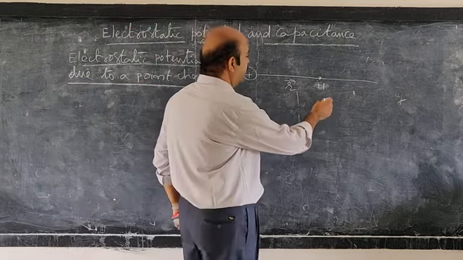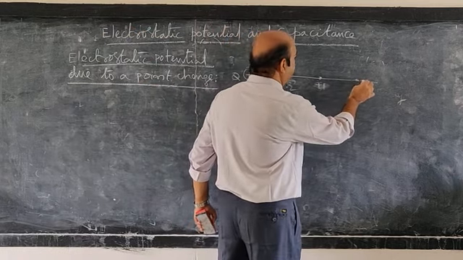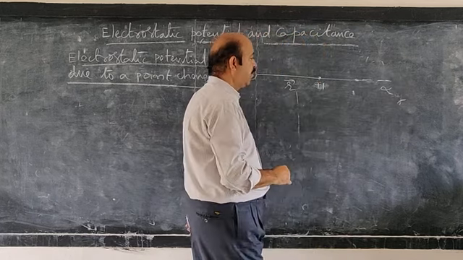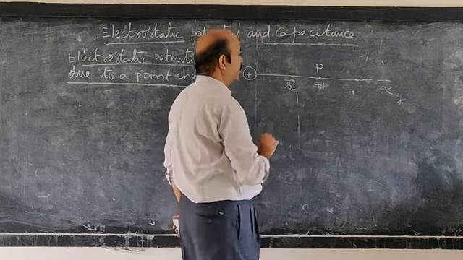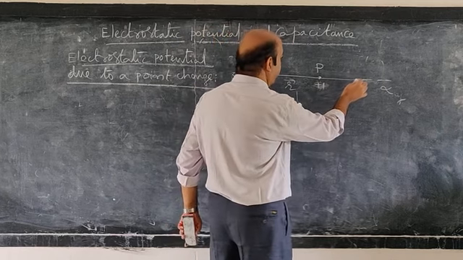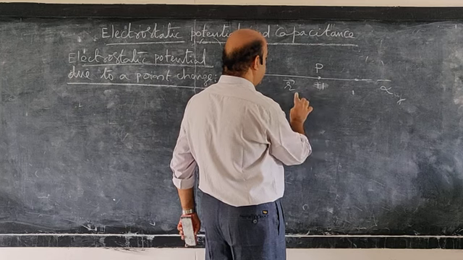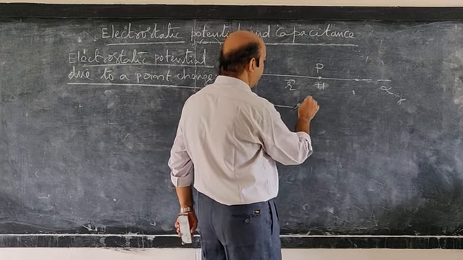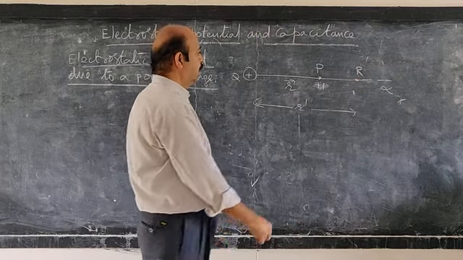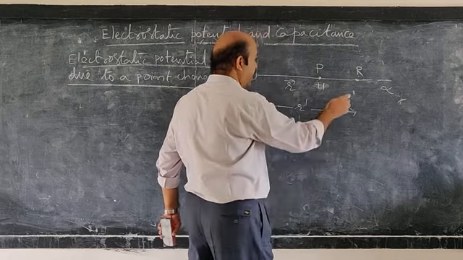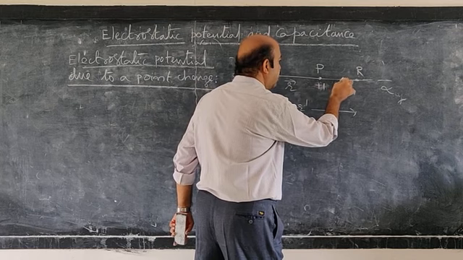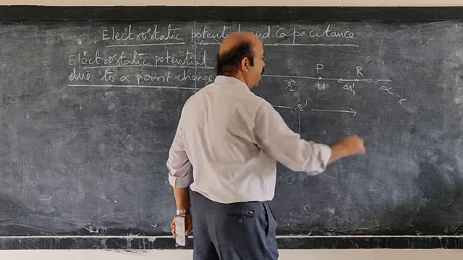So let us assume that this test charge is brought from infinity to this point P. Here let us suppose this point is at a distance of some r dash. Let us say the point is at a distance r dash, and consider a small displacement, delta r dash.